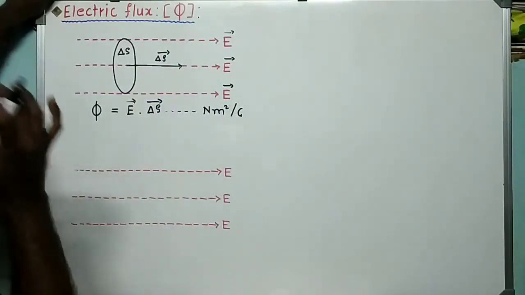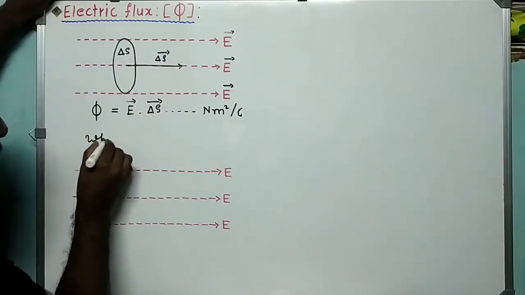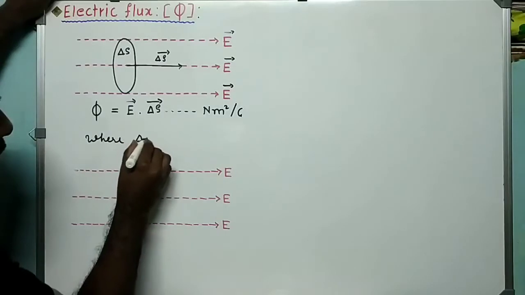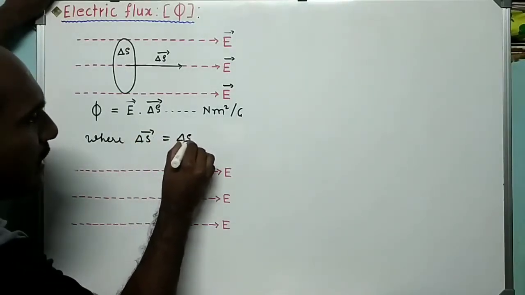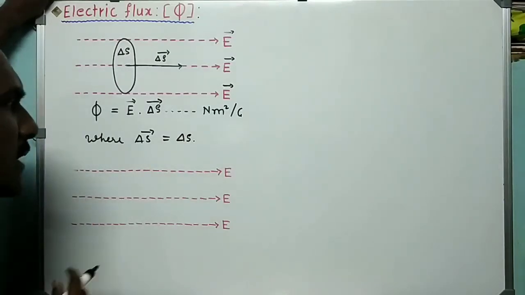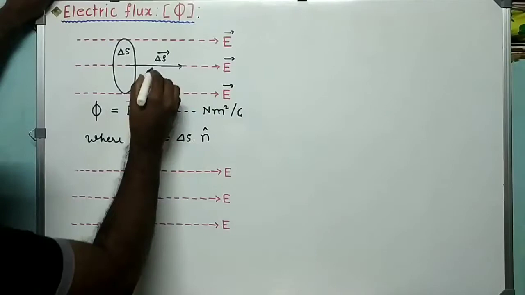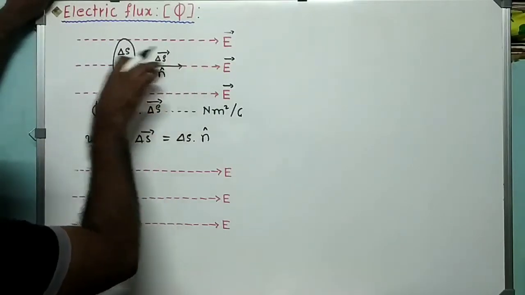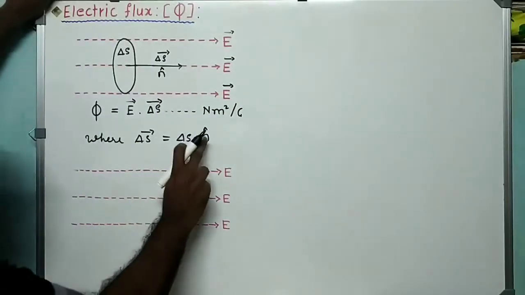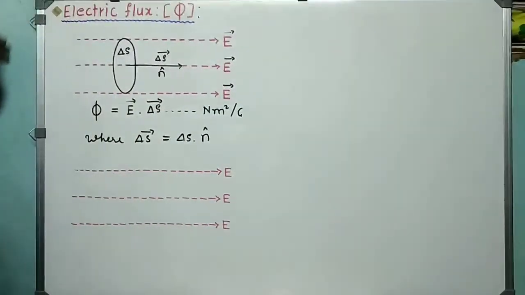Okay. And what is the magnitude of this one? Here, delta S implies the area vector. Its magnitude is delta S. Here delta S represents magnitude. And I will write n cap here. N cap is the unit vector along the direction of area vector. That is, n cap is the unit vector normal to the surface. Both are the same. This is about electric flux.